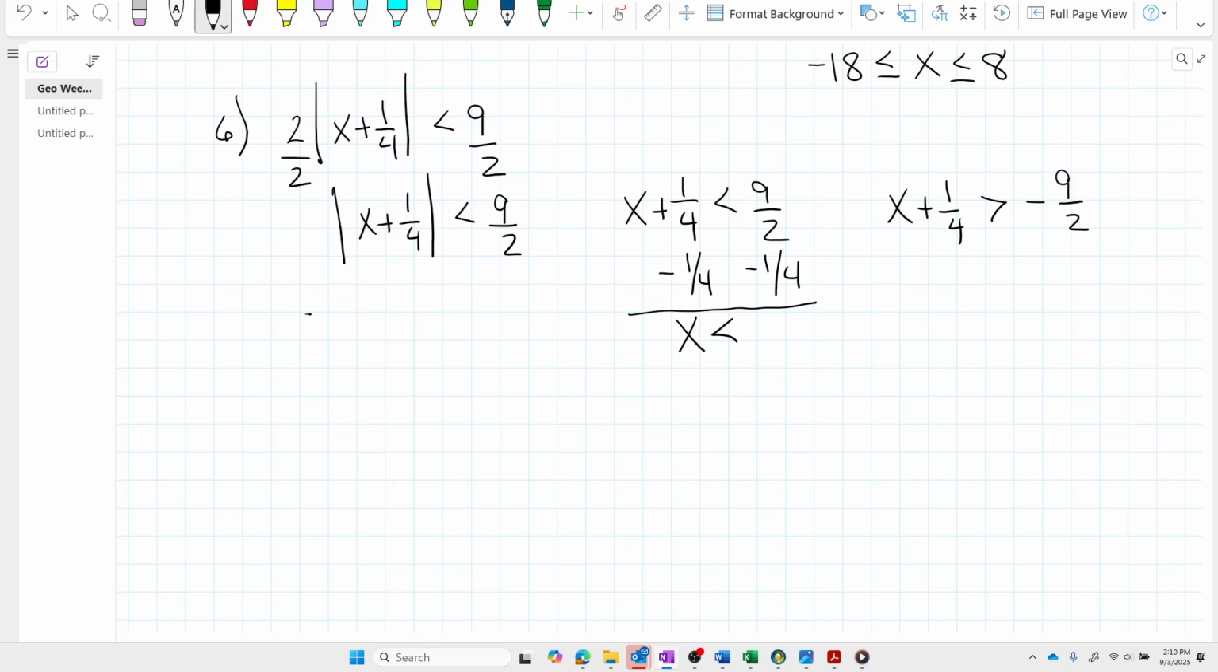X is less than 9 over 2 minus 1/4. 4 and 1/4, or 4.25. And then subtract 1/4 from each side. X will be greater than negative 9/2 minus 1/4, which is negative 4.75.